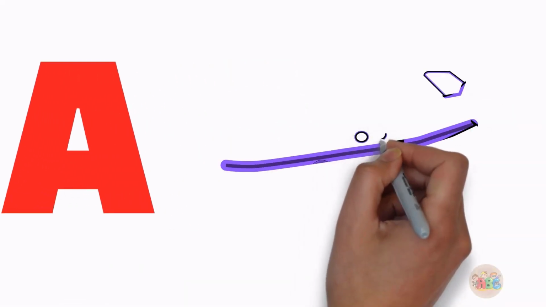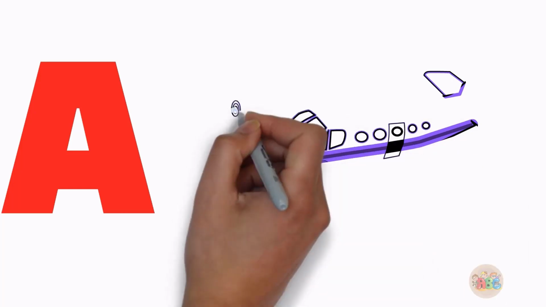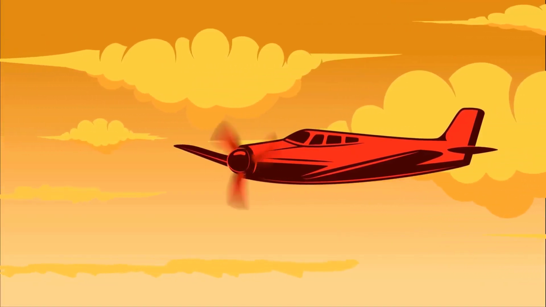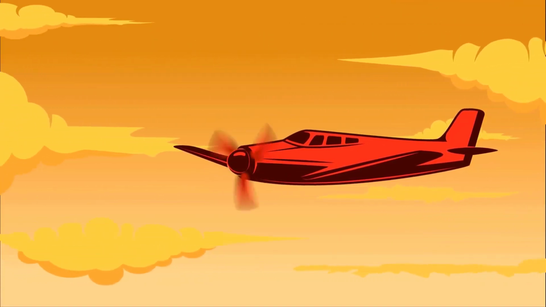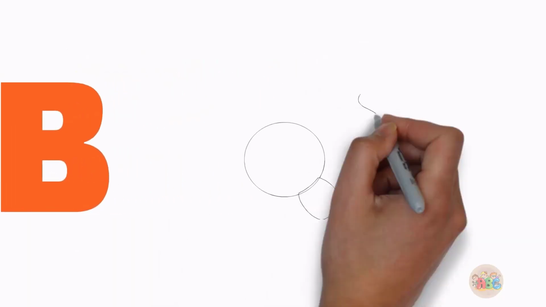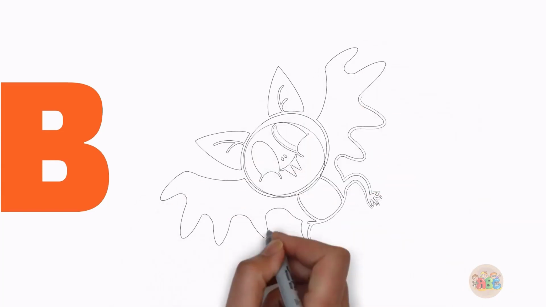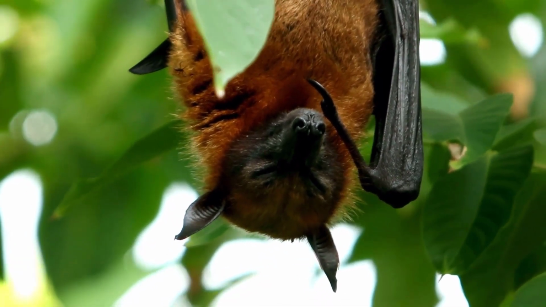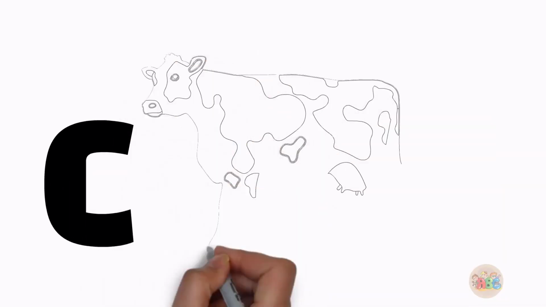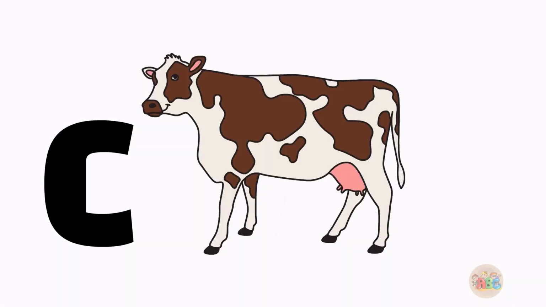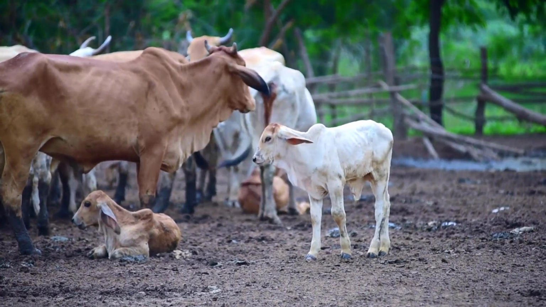A. A is for aeroplane. Say with me. Aeroplane. B. B is for bat. Say with me. Bat. C. C is for cow. Say with me. Cow.